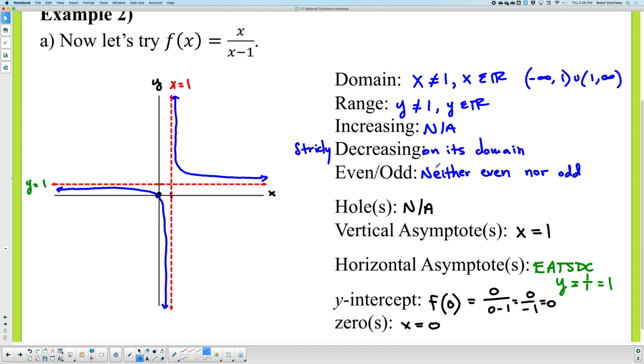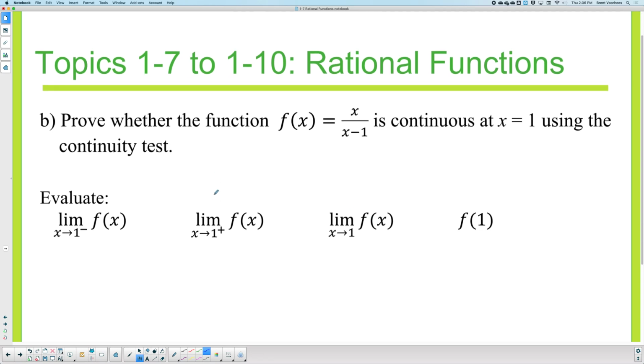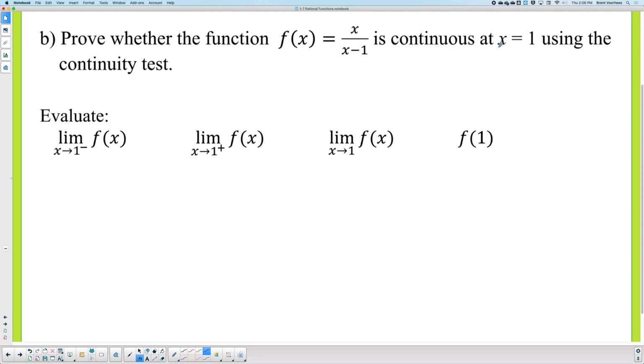All right, let's look at part B here. It says, prove whether the function is continuous. Now, if you're wondering, how do I prove something's continuous? Maybe you've seen this on Delta Math. You're like, how do I do that? For something to be continuous, each one of these values, the 3 limits and the function itself, has to have the exact same answer all the way across.